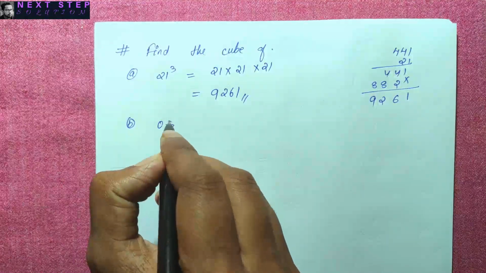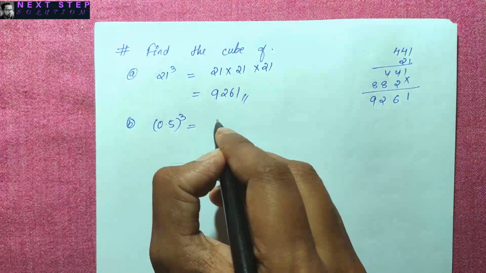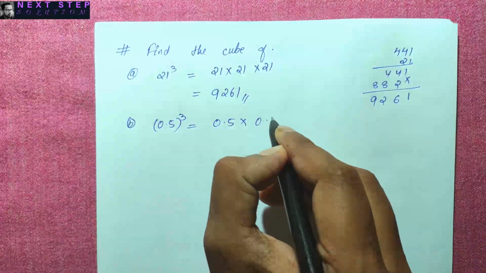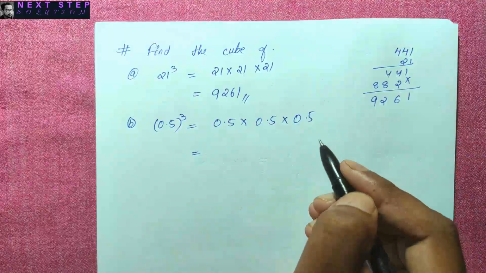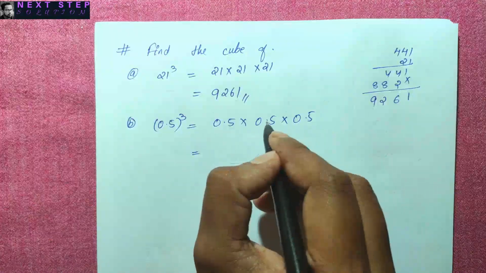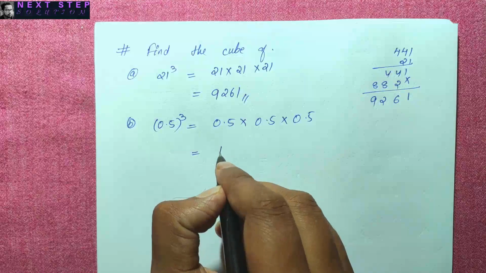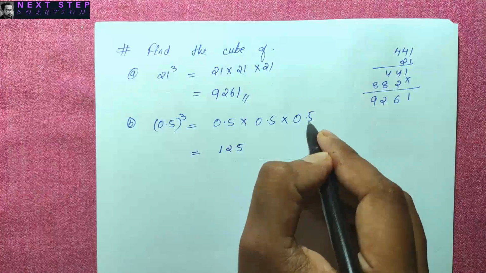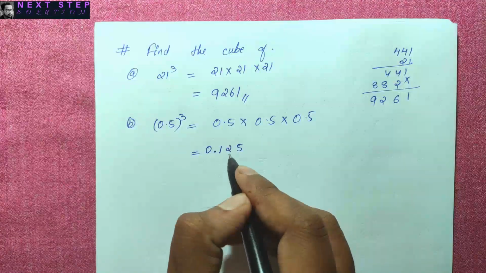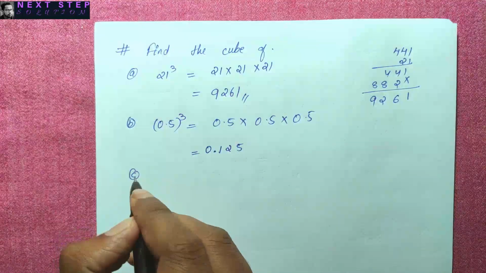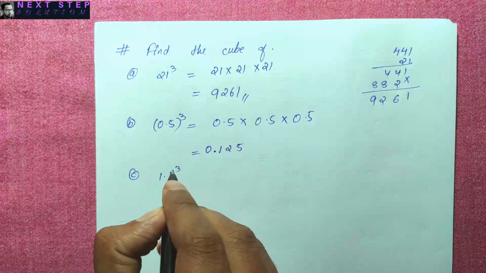Again, let's see a few more questions. If it is a decimal, 0.5 cube, we have to write it as 0.5 into 0.5 into 0.5. Now, while multiplying, ignore the point and just multiply the three numbers. If we multiply 5, 5, 5, it becomes 125. Now, after three digits, there should be a point. It becomes 0.125.